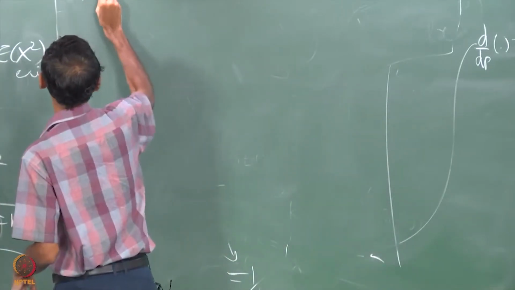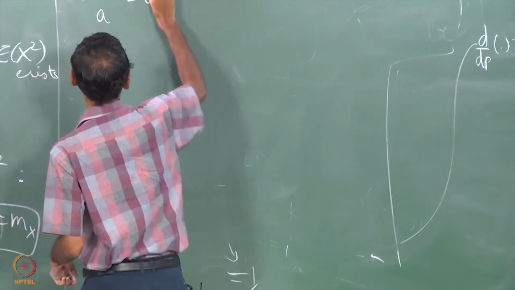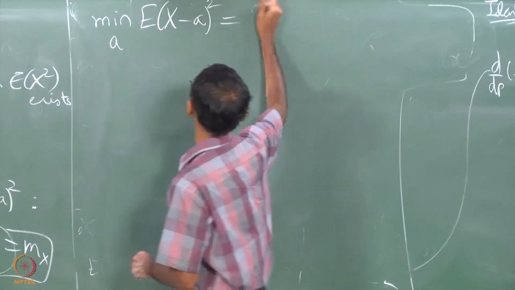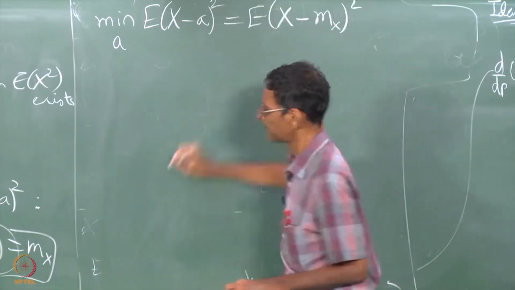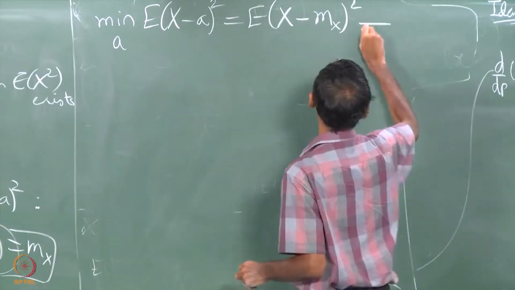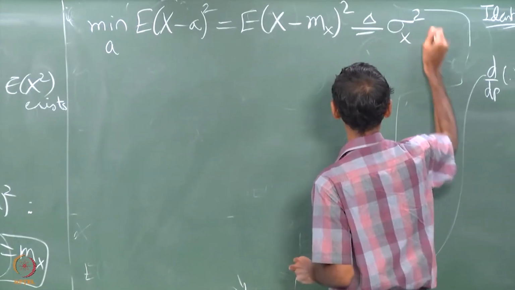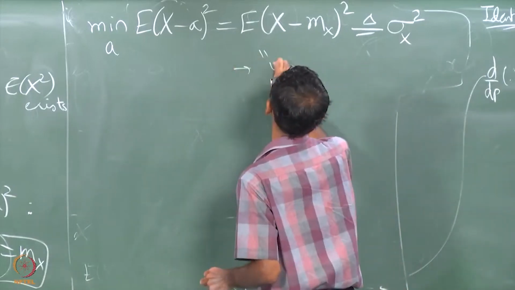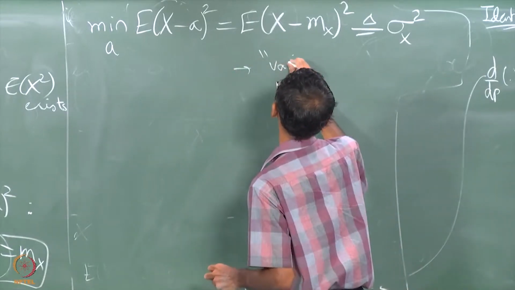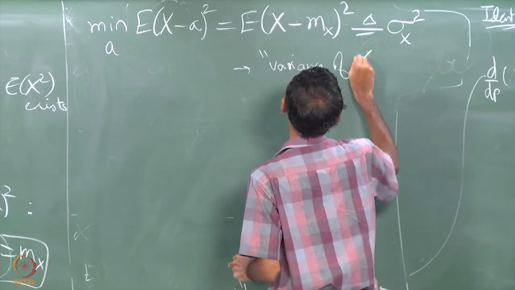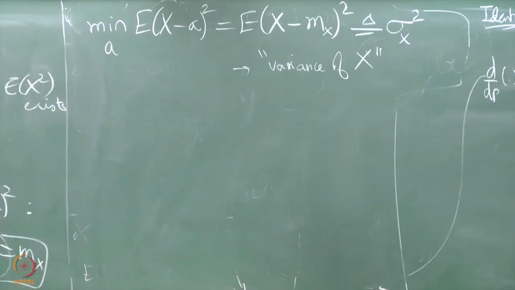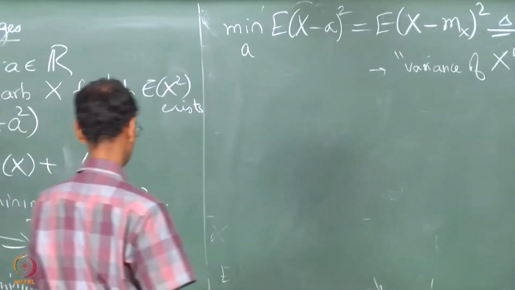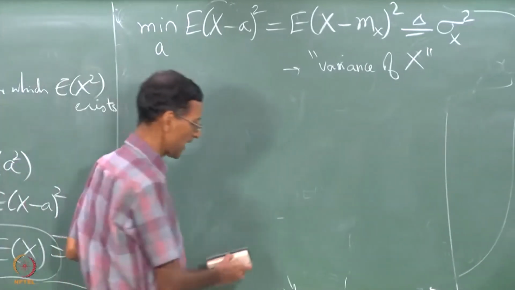The minimum over a of E of (X minus a) whole squared is basically E of (X minus mx) whole squared. This is so important that it is written as sigma x squared, called the variance of X. It is by far more important than E of X squared itself, although E of X squared is needed to understand where it comes from.